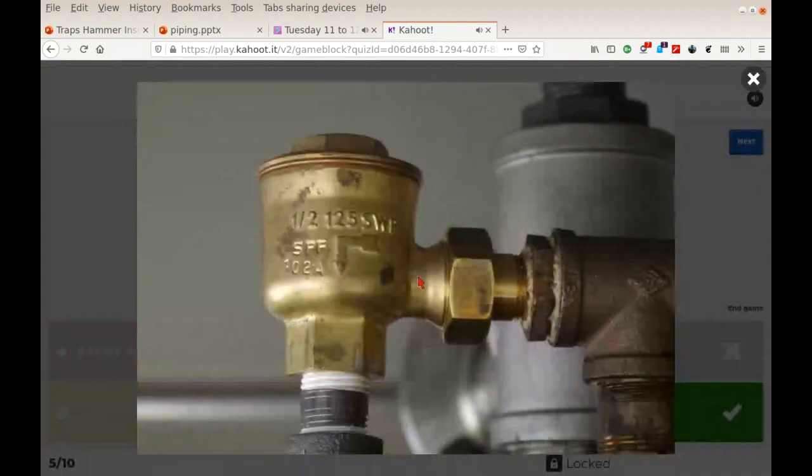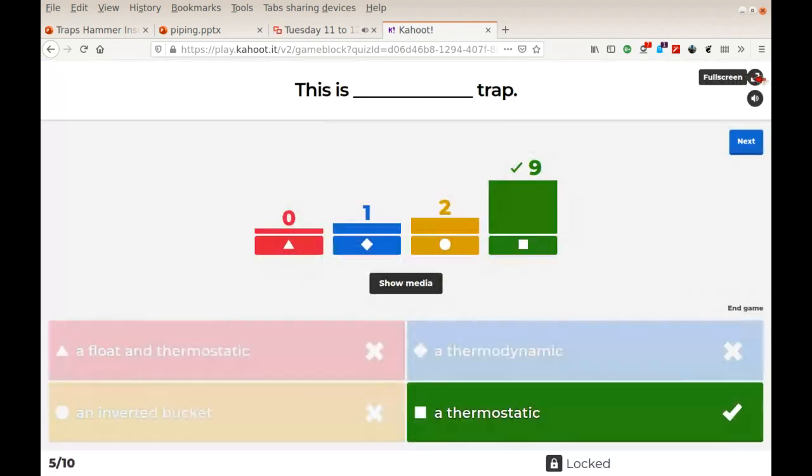Good job. Yeah, this is a thermostatic. It's got some kind of a bellows inside that, when it gets hot, it closes, hot due to the presence of steam. And then as condensate collects, the condensate is cooler, so it opens up and discharges condensate.